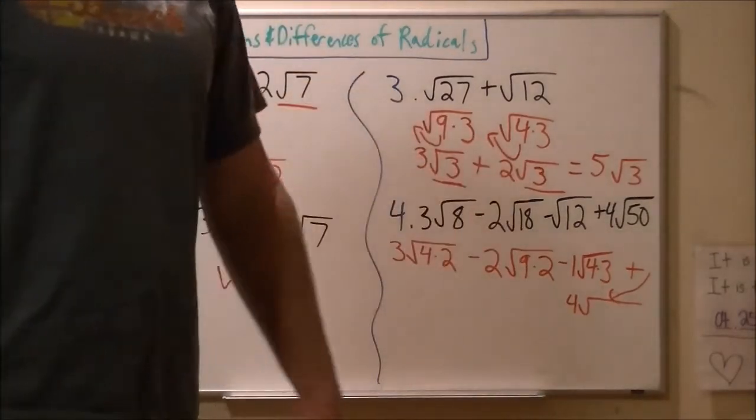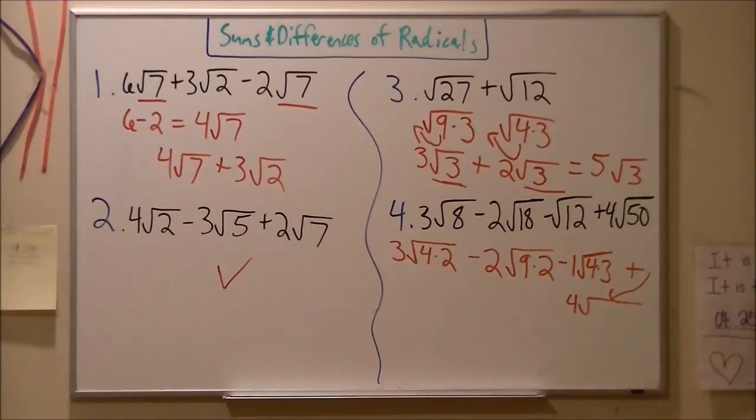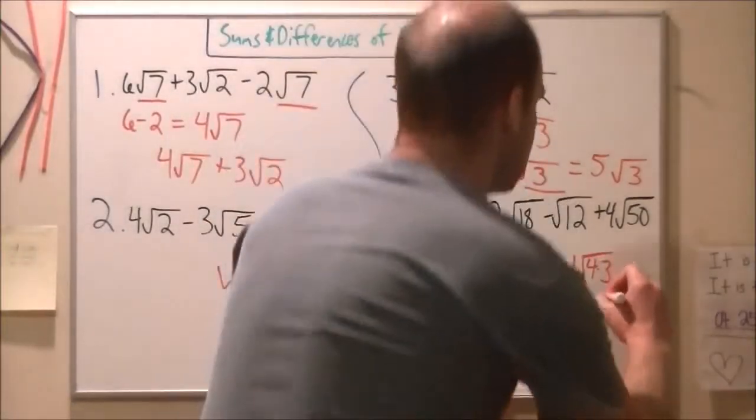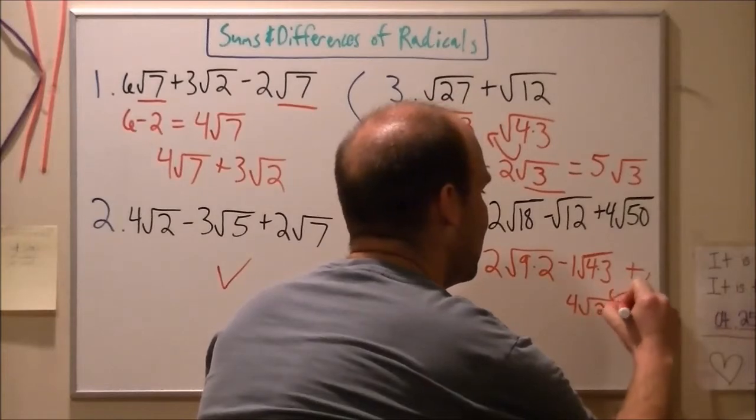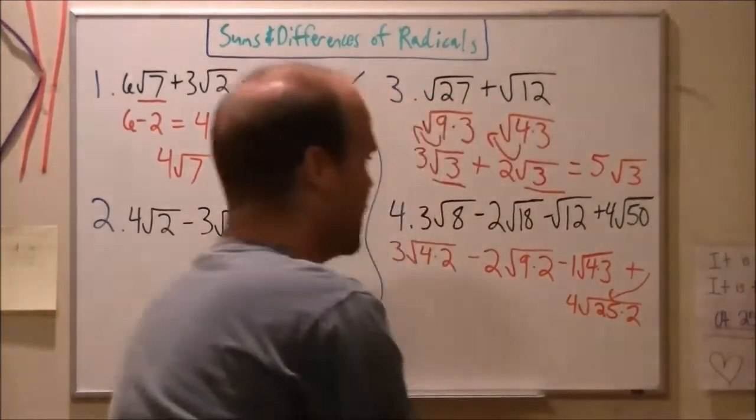Okay, what is a factor of 50 that is a perfect square? How about this? 25 and 2. A really simple one off the multiplication chart, but 25 and 2. Why would I choose 25? Because 25 is a perfect square. It's going to help to break things down.